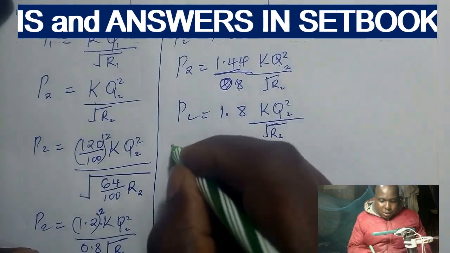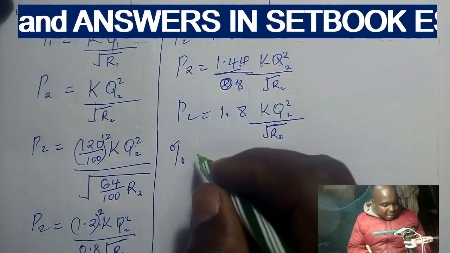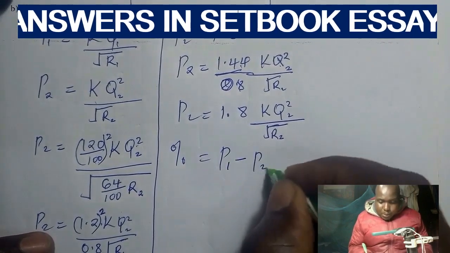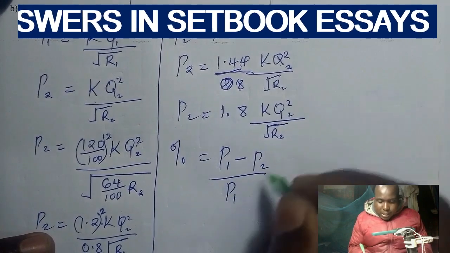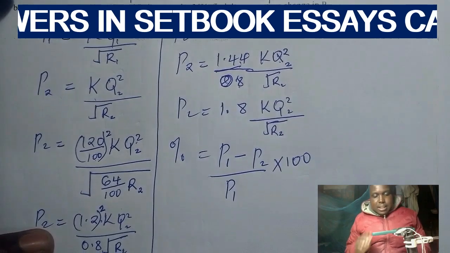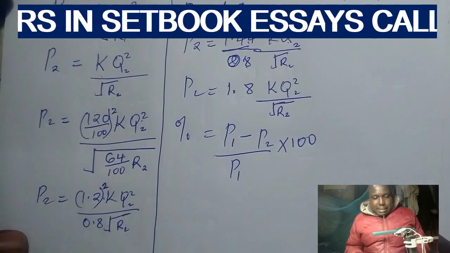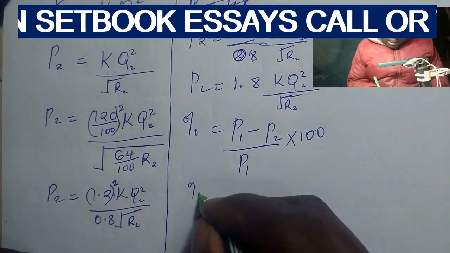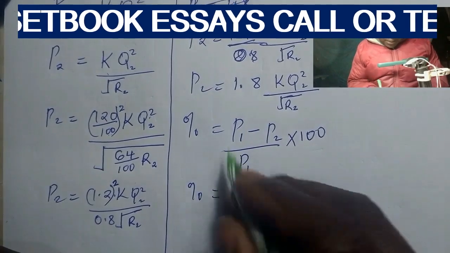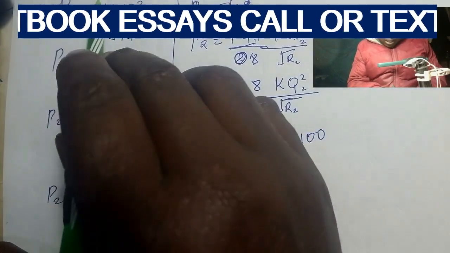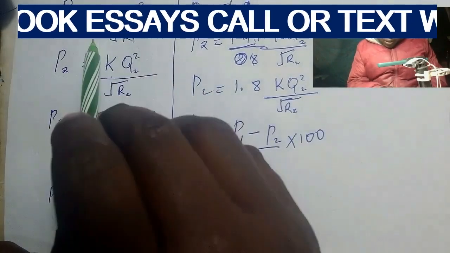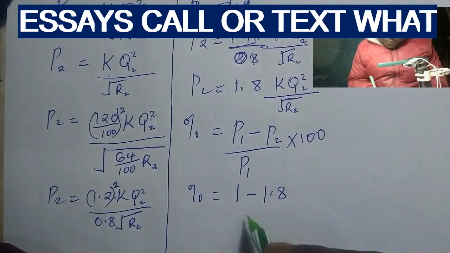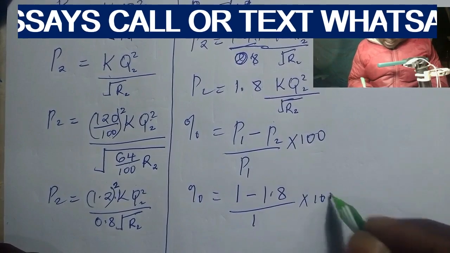Now what we have is P2. But how do you get a percentage? So percentage increase or decrease is equal to P1, the original, minus P2 divided by P1 times 100. That one gives us the percentage increase or decrease. So percentage now is equal to 1, because for P1 the coefficient is 1. Here the coefficient is 1.8.